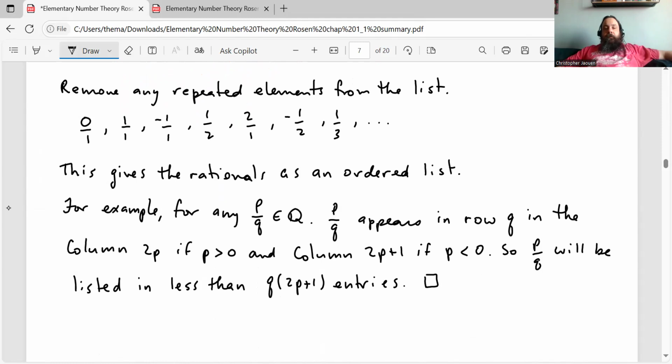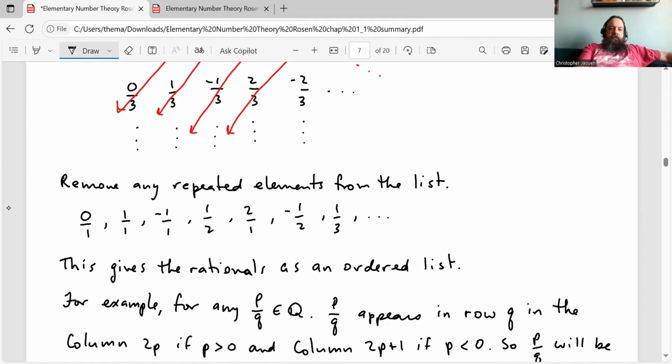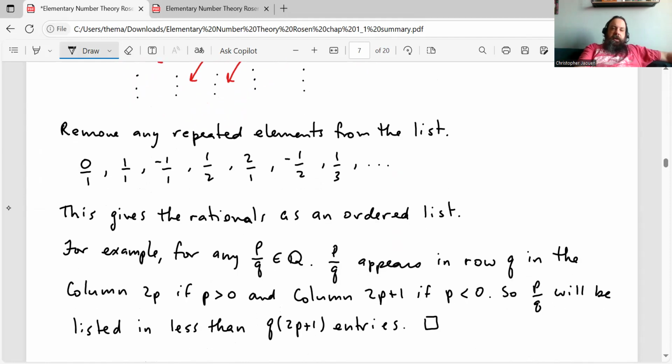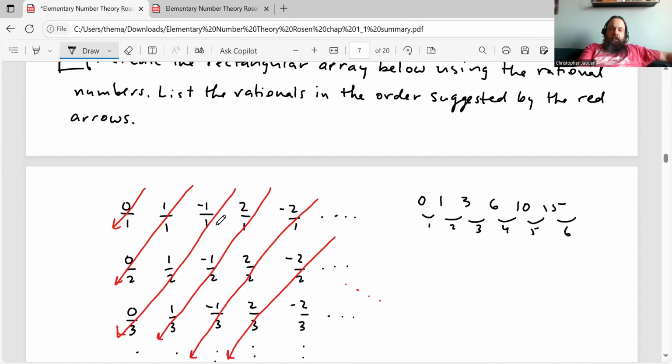For example, any rational P over Q appears in row Q in the column 2P if P is positive and column 2P plus 1 if P is negative. So P over Q will be listed in less than Q times 2P plus 1 entries. So that's a very loose upper bound, but all that we care about is that each rational is listed within a finite number of entries, and that's the case here. So we get a sequence of rationals, which means that they are countable. Okay, and that's the last thing in section 1.1.